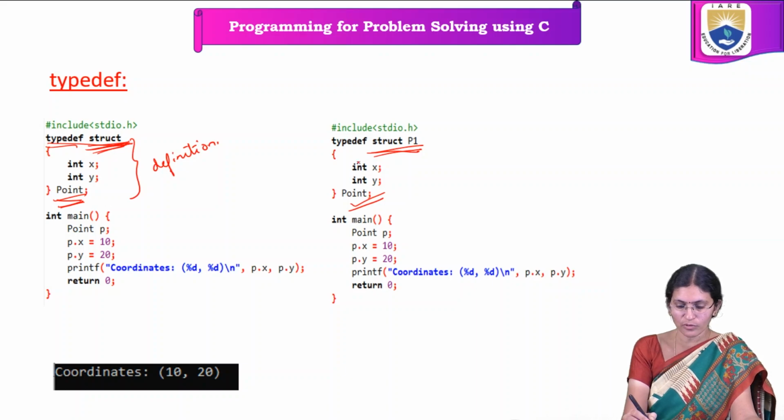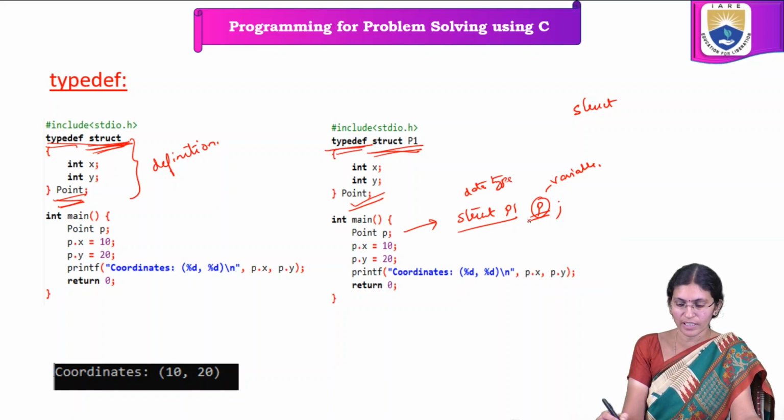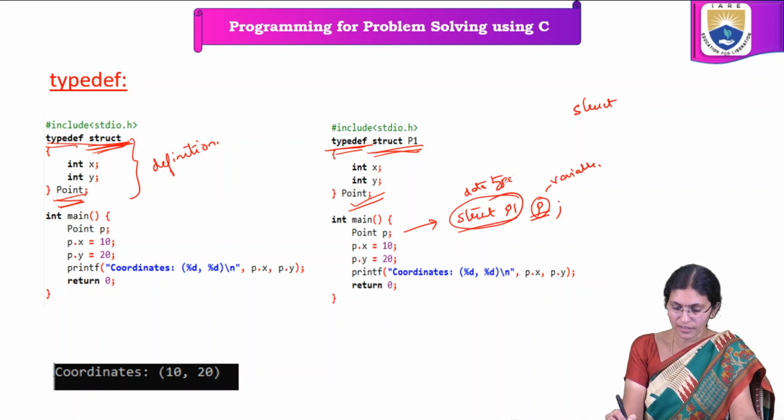Without using typedef, every time we need to declare, in the int main function, we have to declare it as struct P1 and then the variable name. Suppose P is the variable name, and this one is the data type. We have to write this every time. But by using typedef, we can avoid repeating this statement again and again. We can replace this data type with a new name.